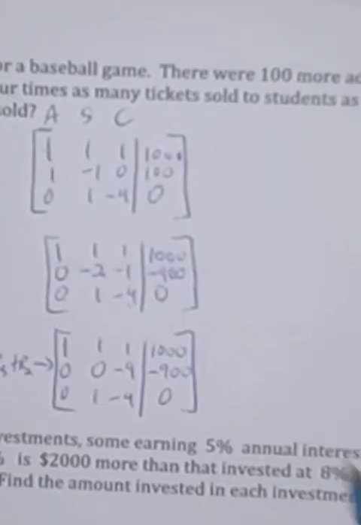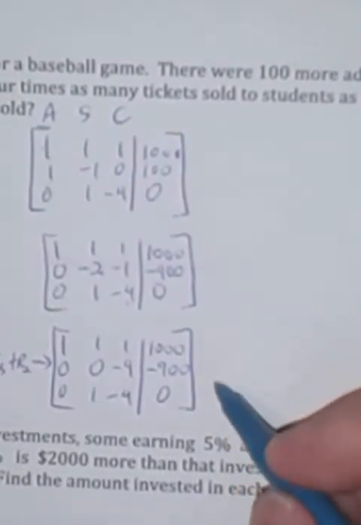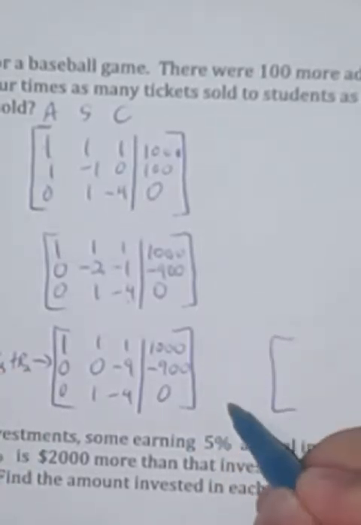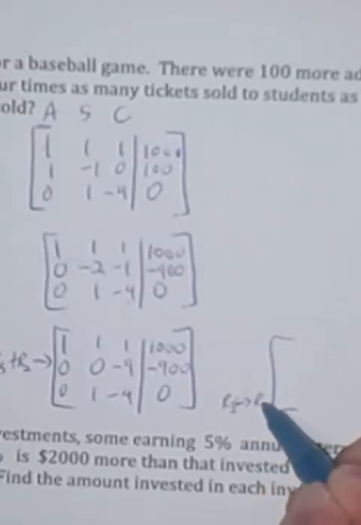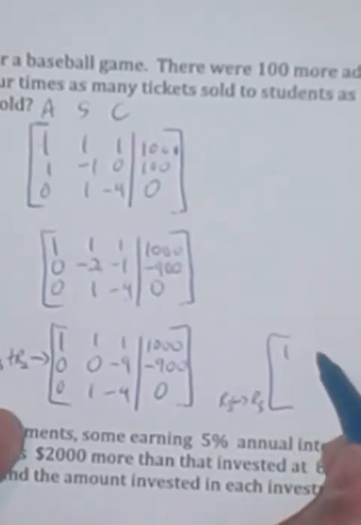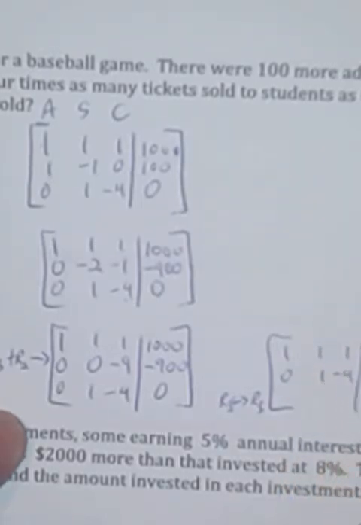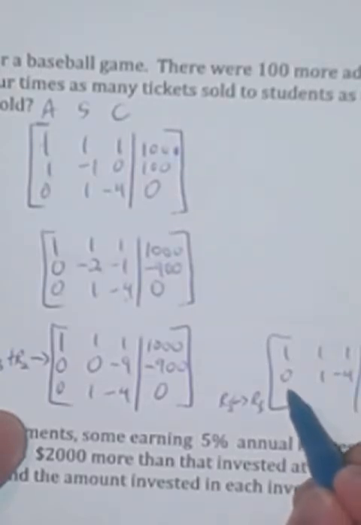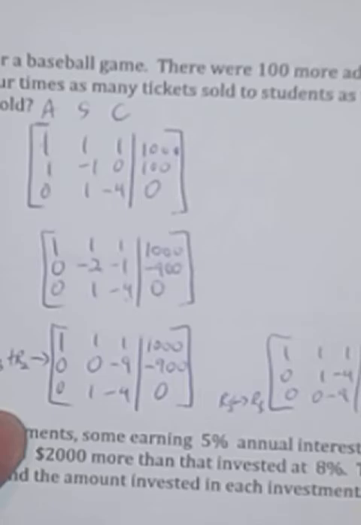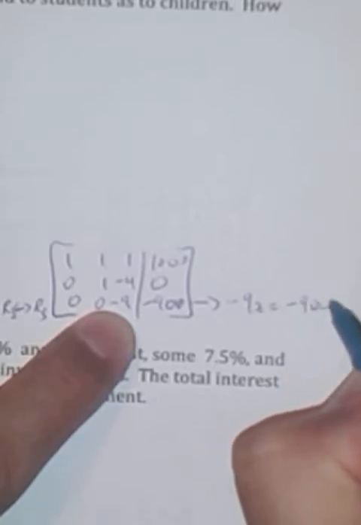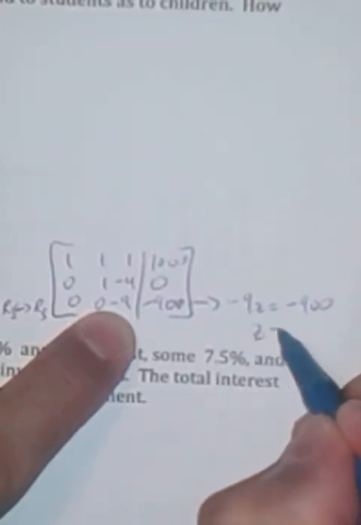Okay? And I don't really have to reorder them. I will, just so we can see them easier. Okay? So I'm going to switch row 2 and row 3, and I'll do it right here. I'm switching row 2 with row 3. Okay, this will be 1, 1, 1, 1,000, 0, 1, negative 4, 0, and 0, 0, negative 9, negative 900. All right, so notice the last equation, or the last line gives me the equation. Negative 9z equals negative 900. If I divide by negative 9, I get z equals 100.